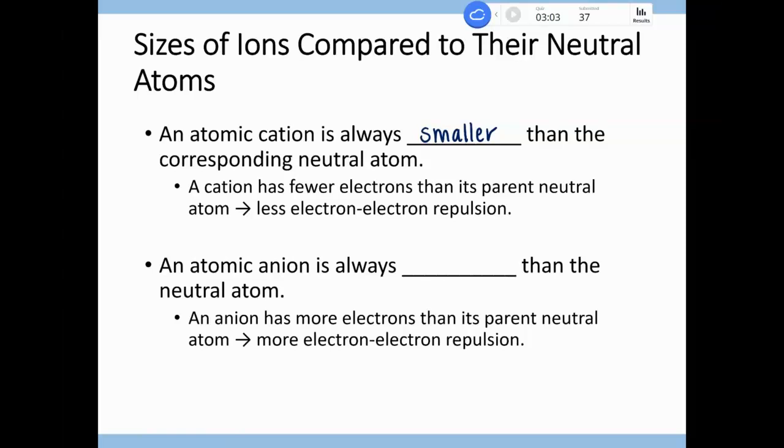Then if we think about a neutral atom, so nucleus, electrons, we add another electron to the outermost shell, or even a higher principal quantum number, then those electrons repel each other. So the electrons spread out more, and that causes the ionic size to be larger. So an atomic anion, negative charge, is always larger than the neutral atom. In both these cases, we have the same number of protons if we're taking away an electron or adding an electron, but that electron-electron repulsion is the key factor here.